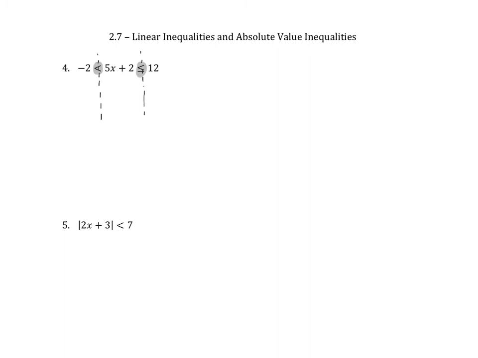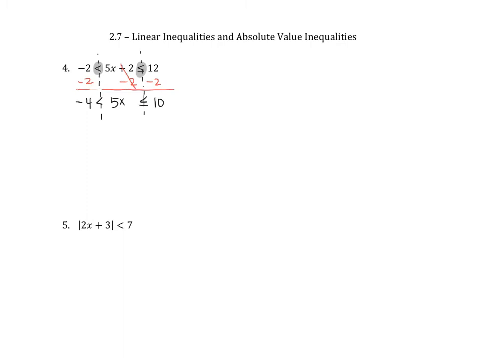If you're looking at the middle, we have 5x plus 2. To try to get the x by itself, the first thing we would do is subtract 2. So instead of just 2 sides, you have to do this to all 3 parts. Again, look at these dotted lines that separate the parts. If it helps you to write those, then do that. Now we have -4 is less than 5x is less than or equal to 10.